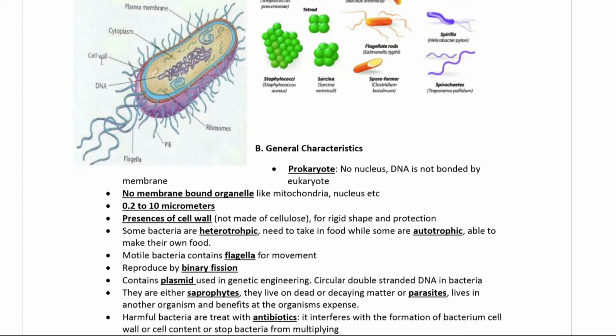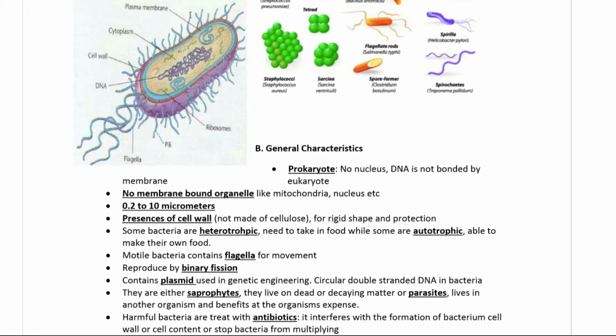It also has a cell wall here, which is often attacked by antibiotics whenever we take them for a bacterial infection. Now, there are two types of bacteria. They can be heterotrophic or autotrophic. Auto comes from the word automatic, meaning that similar to plants, which are also autotrophic, these bacteria are able to make their own food. Heterotrophic, on the other hand, is the opposite of autotrophic and means that they require food. Likewise, humans are heterotrophic because we require the intake of food.